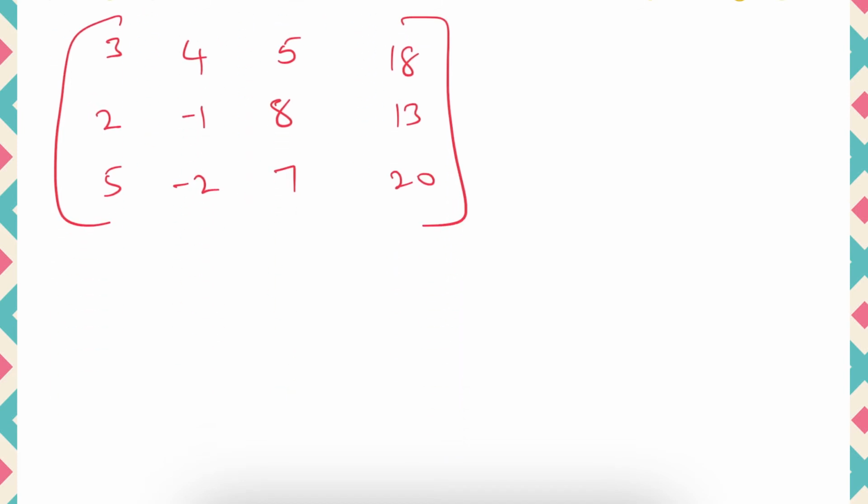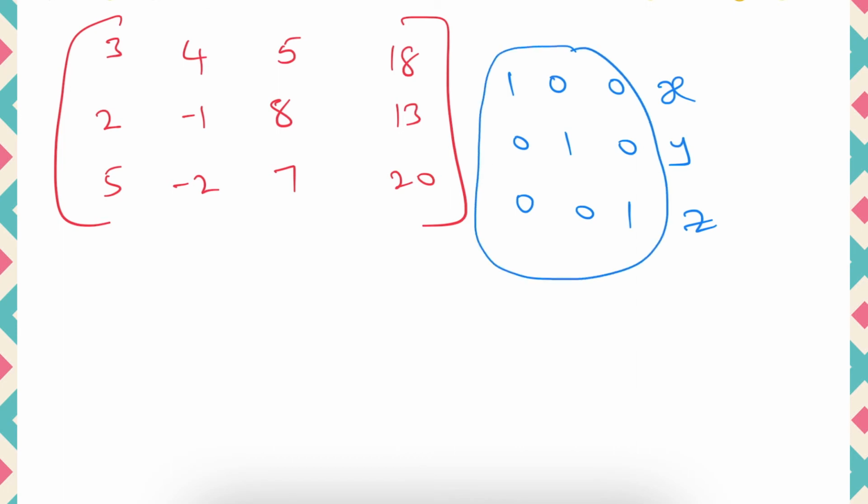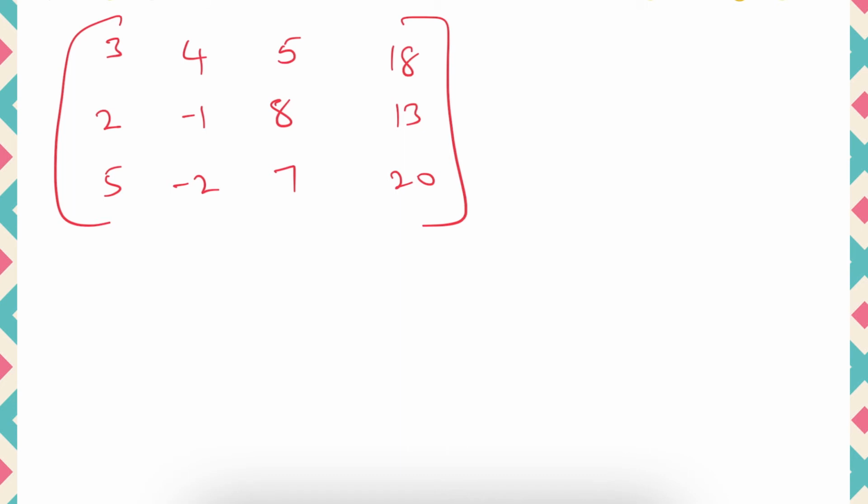Okay, now for this what I am going to do is modify the rows so that I will try to get a matrix in this format: 1 0 0, 0 1 0, 0 0 1, and in the last column some numbers. So after converting the given matrix into this format, that is the unit matrix, whatever numbers remain in the last fourth column, those numbers are the values of x, y, z respectively.